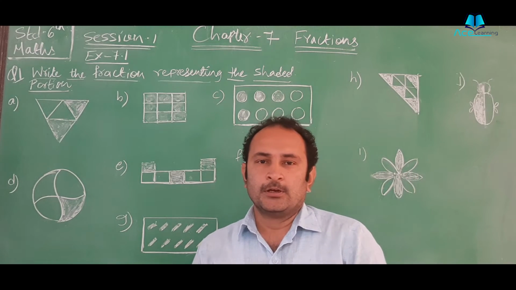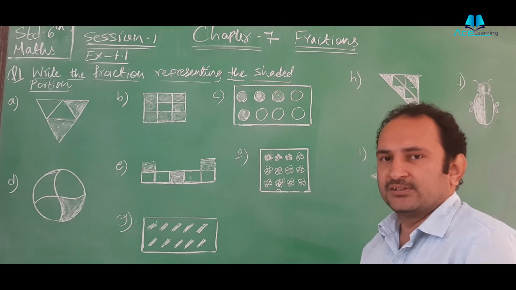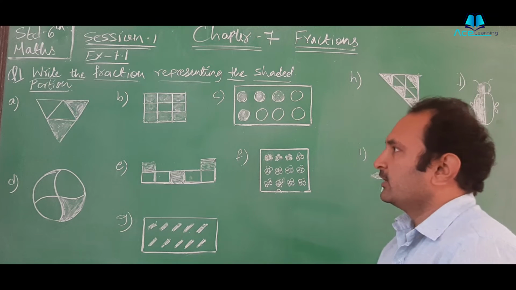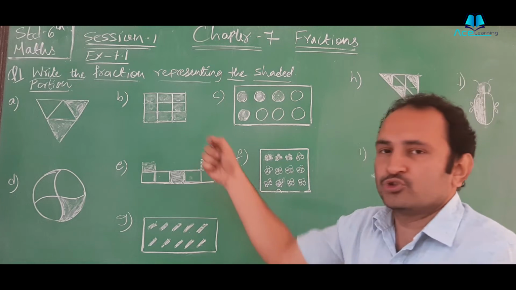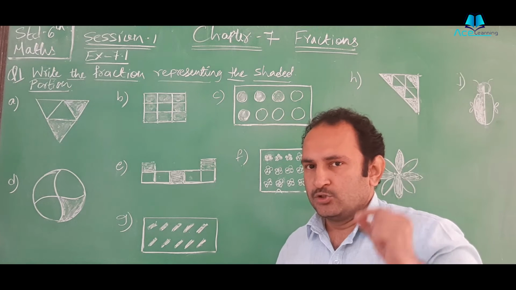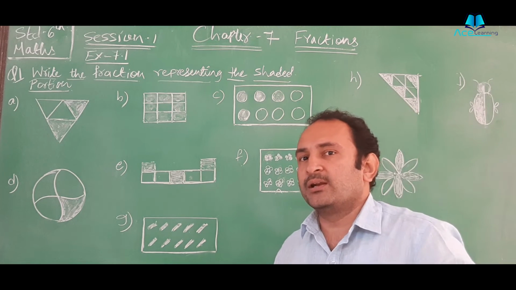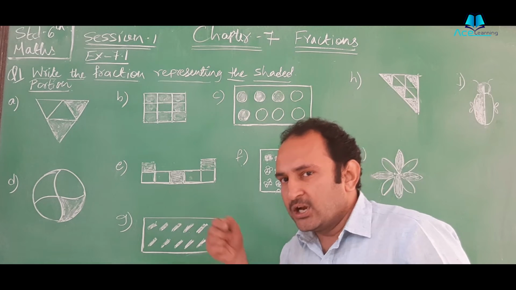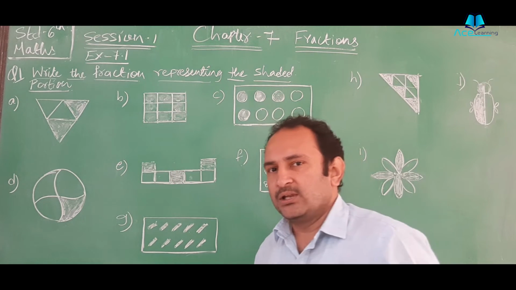Now, children, we shall be looking at the first exercise, which is 7.1, question number 1, which is: write the fraction representing the shaded portion. ये shaded portion, बेटा, उसका fraction लिखना है. And remember children, जो भी shaded portion होगा वो हमको numerator में लिखना है. We need to write the total given fraction in the denominator.